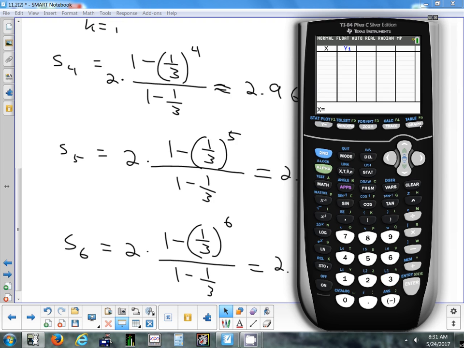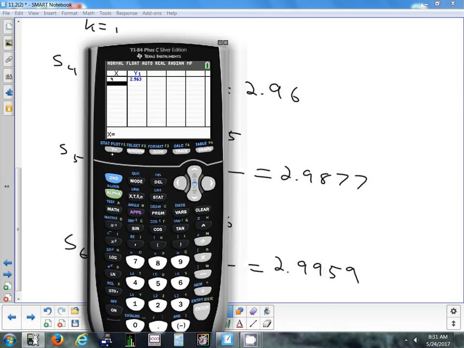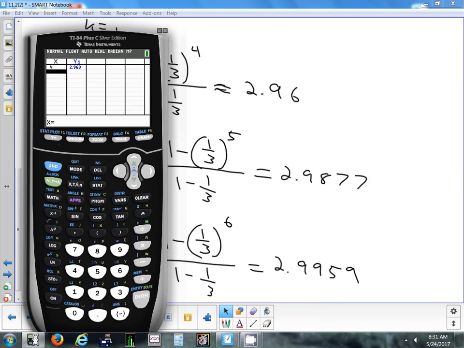So let's go to the table, and let's type in 4. Get 2.963. If you let it be a 5, that's 2.9877, and there's the 6. So now if I want to see, well, what happens if you add up the first 20 terms? It says 3, but remember, it's rounding it off.